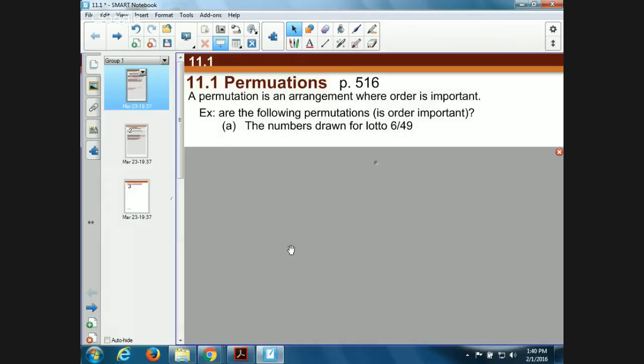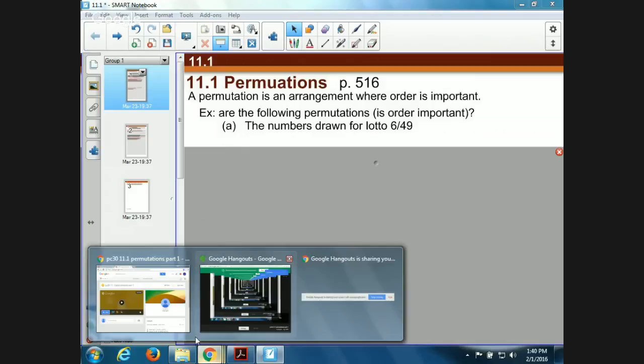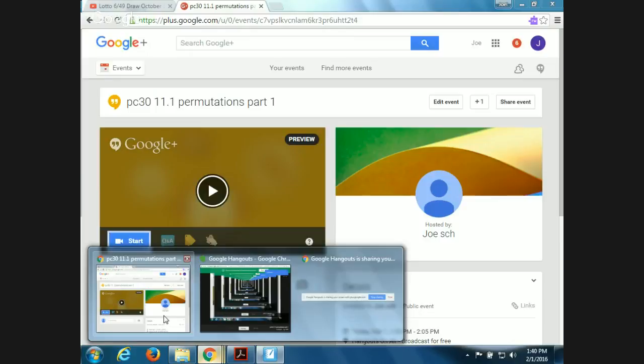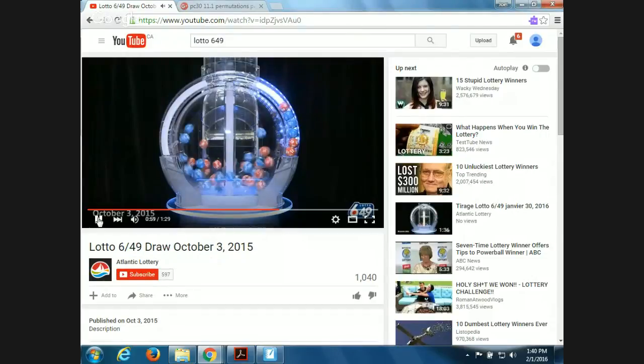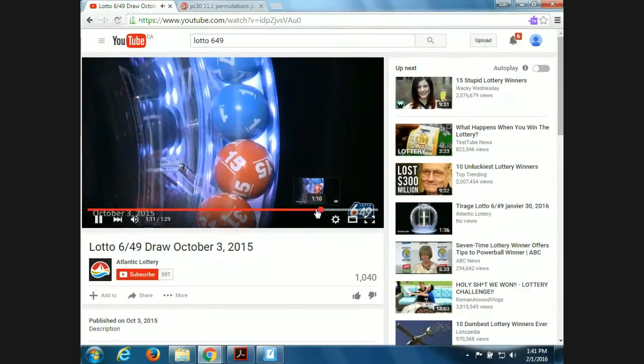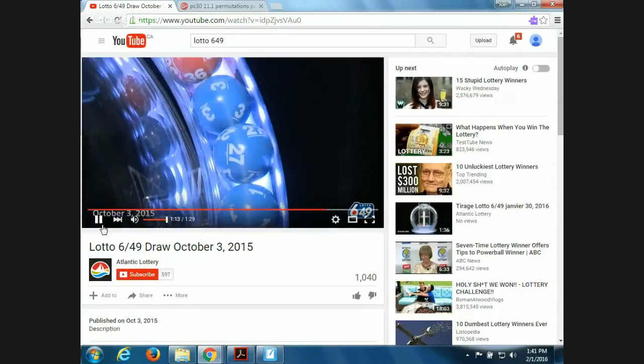Now, think about this. I'll show you a little video here of the actual Lotto 649 numbers being drawn, and it might make more sense. As you can see, it's totally random. There's a machine that just pulls the numbers out, and just take a look there.